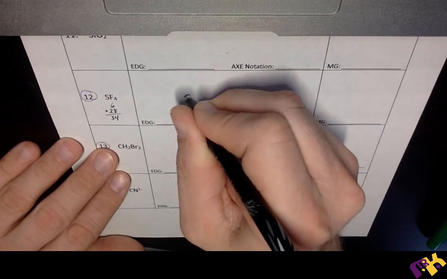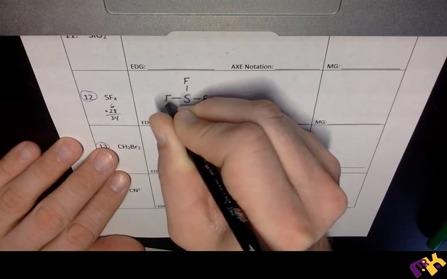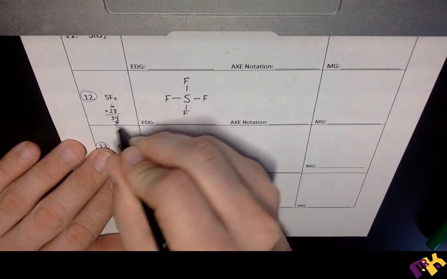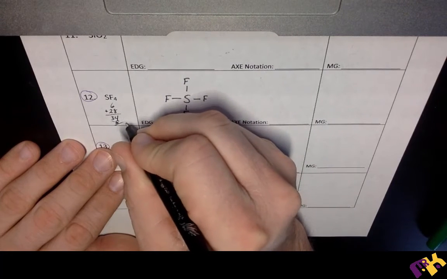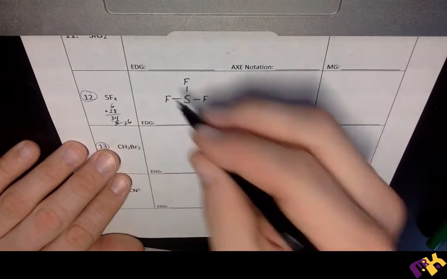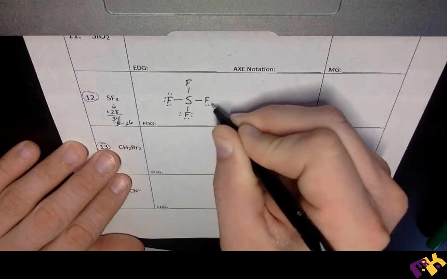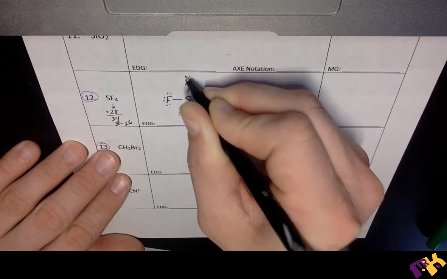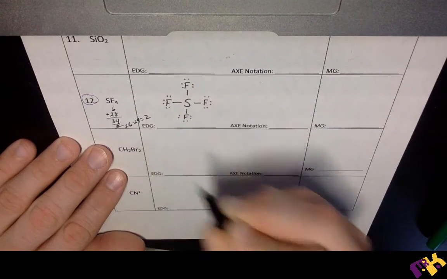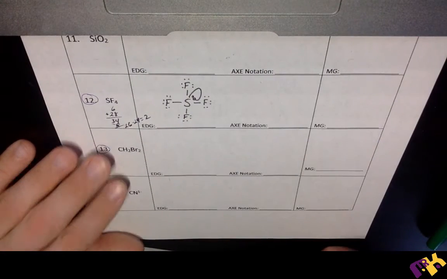Sulfur will go in the middle. We'll then single bond to each of the fluorines, and that's 8 electrons there. That leaves us with 26 electrons left. We'll then go ahead and octet the terminal atoms with 6 electrons added to each of these fluorines. So to do that, that's 24 electrons. That leaves 2 left over. Those 2 will go to, yep, you guessed it, the central atom. We'll put a little lone pair bubble around that.